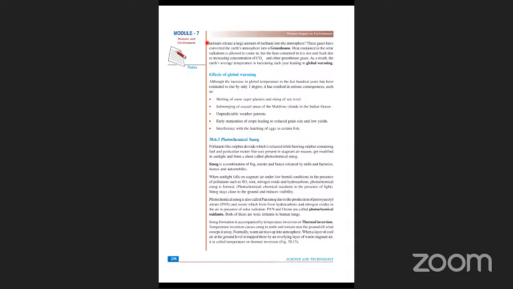Yes. Now, Joshua, can you read the effect of global warming? Although the increase in global temperature in the last 100 years has been estimated to rise by only 1 degree, it has resulted in serious consequences such as melting of snow caps, glaciers, and rising of sea level, submerging of coastal areas of the Maldives Islands in the Indian Ocean, unpredictable weather patterns, early maturation of crops leading to reduced grain size and low yields, interference with the hatching of eggs in certain fish.